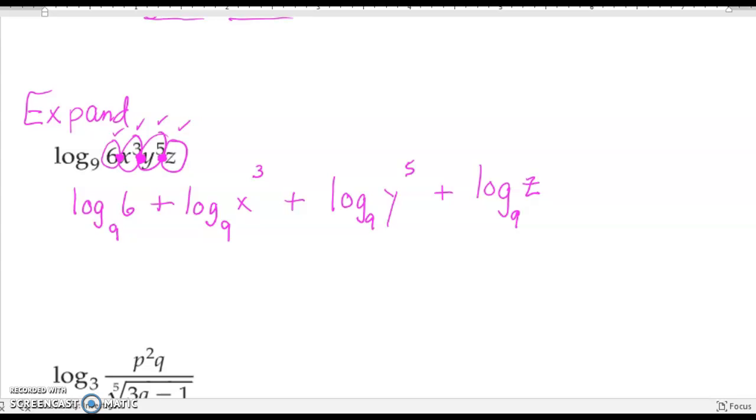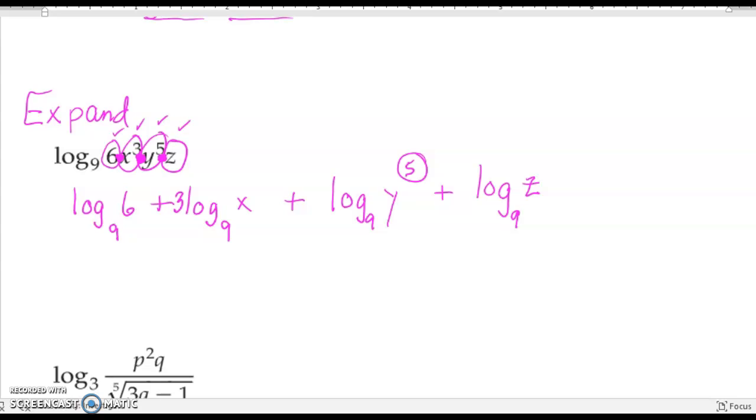Now we're not completely expanded yet. The power rule comes into play. Because we have powers, we can move those powers in front of the word log, and I'm just going to erase it just to save us a little time.